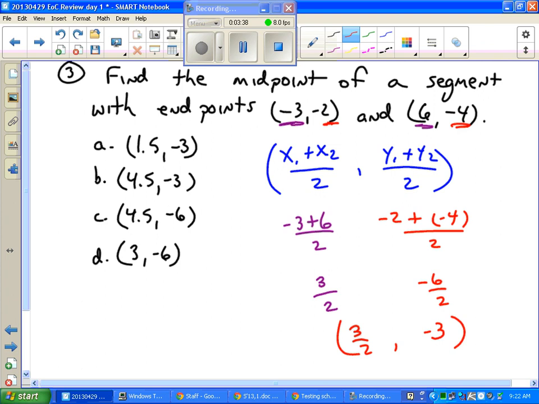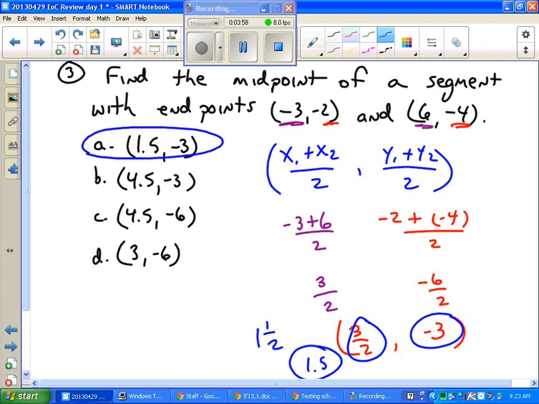Notice none of them say 3 over 2. There are no fractions up there. You have to know at this point that 3 over 2, you can divide 3 by the number 2 and you get 1, and there's 1/2 left over. You have to know that that means the same thing. 1.5 is the same thing as 3 over 2. So 1.5 for your x and negative 3 for your y. X comma y, A.